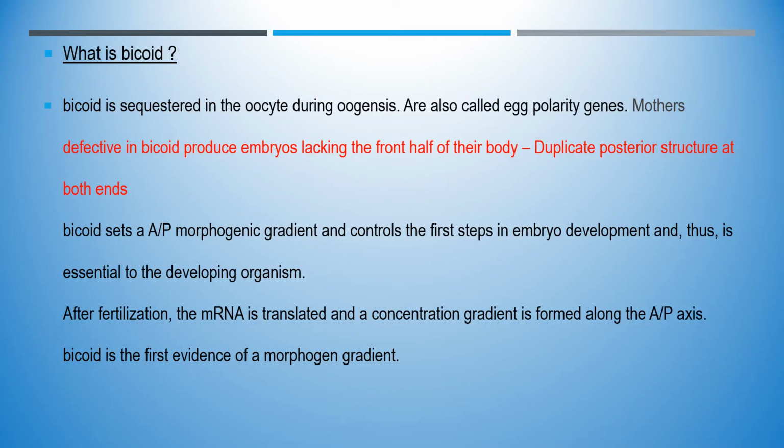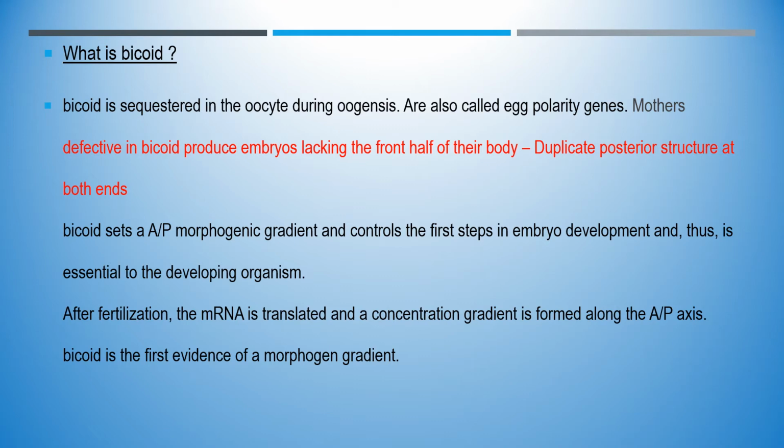Now, what is bicoid? Bicoid is a protein which is formed in the egg during the process of oogenesis, and these are also called the egg polarity genes. These genes define the axis of the embryo, which end is anterior and which is posterior. If any deformity occurs in these genes, then there may be a chance of duplication or some deformity in the formation of the embryo. Bicoid, as I have told you earlier, sets up the anterior and posterior axis.